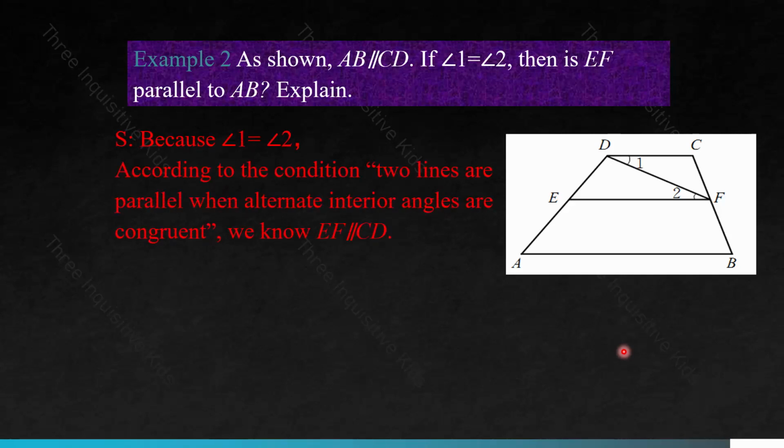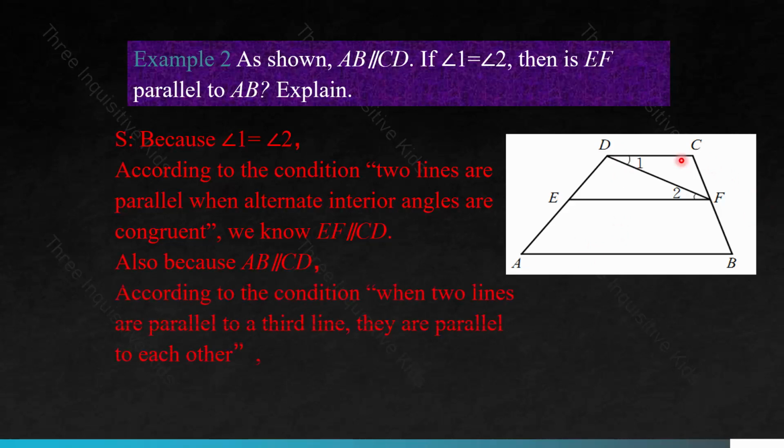Well, because angle 1 is equal to angle 2, according to the condition, two lines are parallel when alternate interior angles are congruent, we know that EF is parallel to CD. Also, because AB is parallel to CD, according to the condition, when two lines are parallel to a third line, they are parallel to each other. So, EF is parallel to AB.